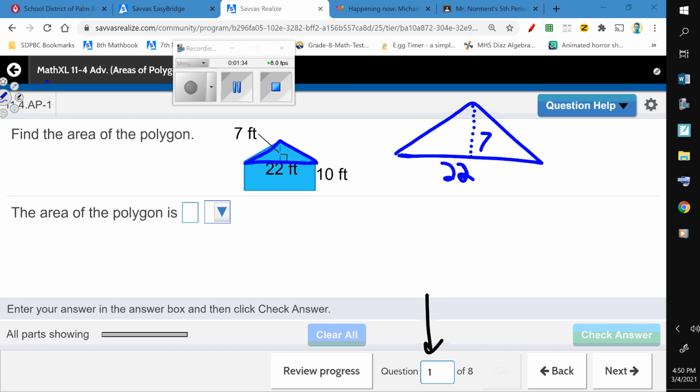So, we have a triangle. I'm such a dork. All right, so, height of 10.